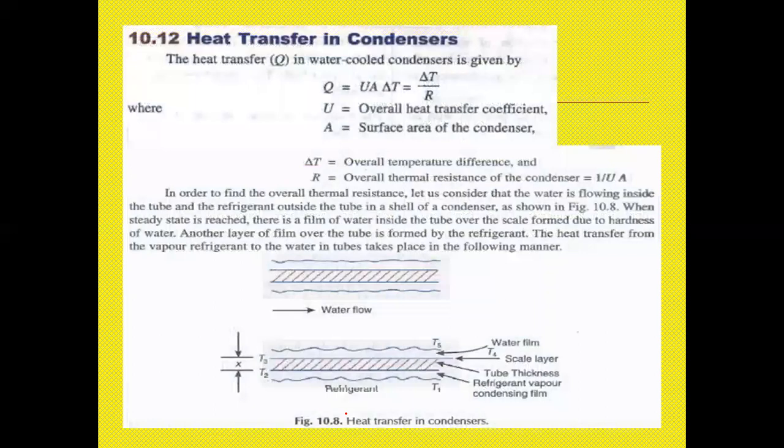Next, heat transfer in the condensers. What is the heat transfer going on in condensers? The heat transfer Q for water cooled condensers is given by Q = UA ΔT, which is equal to ΔT/R. Here U is the overall heat transfer coefficient and A is the surface area of the condenser. ΔT is the overall temperature difference of the condenser, and R is the overall thermal resistance of the condenser, which is equal to 1/UA.